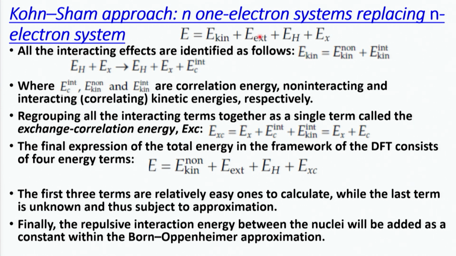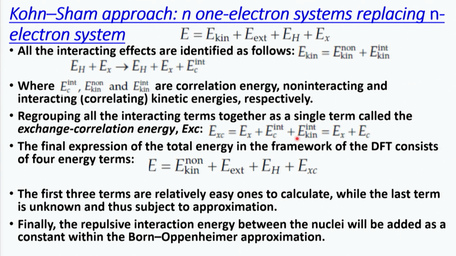In a similar way, the total energy, this Coulombic energy and also the exchange energy, we are writing as the Coulombic energy plus exchange plus the correlation in the interaction. Okay. So, now if you regroup all the interacting terms together as a single term called the exchange correlation, essentially we are writing these terms as the exchange correlation energy. So, it will be E_x plus E_C interacting plus E kinetic interacting, and we are writing it as E_x plus E_C.